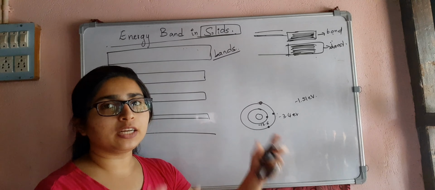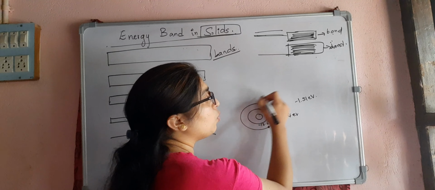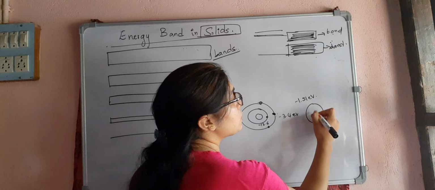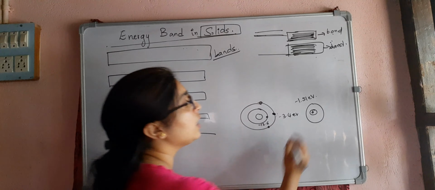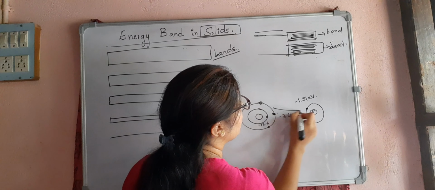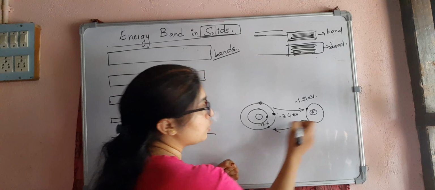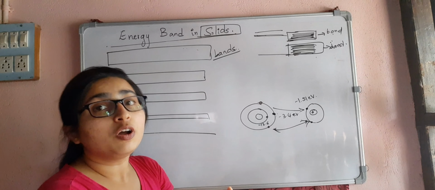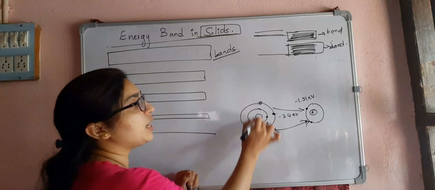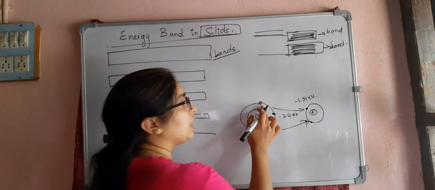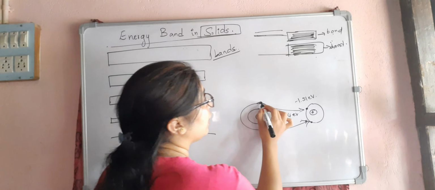But when you are placing two atoms together, that is in a solid, what happens? It is the outermost electrons that will experience the influence from the neighboring atom. So these valence electrons may react, there will be a force of attraction, and they will be involved in the formation of bonds. The electrons in the inner shell are not influenced, but the electrons in the outermost shell are influenced.